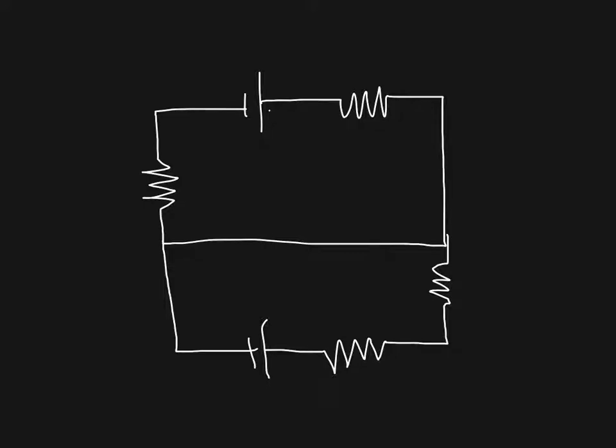Okay, they give us some values for these resistors. They tell us R2 is a big R2, and that's equal to 2.5 ohms. They give us a value for this battery. The EMF in the battery is 18 volts. They give us another resistance. This is little r1, and that's equal to 0.5 ohms. They give us this resistor down here.